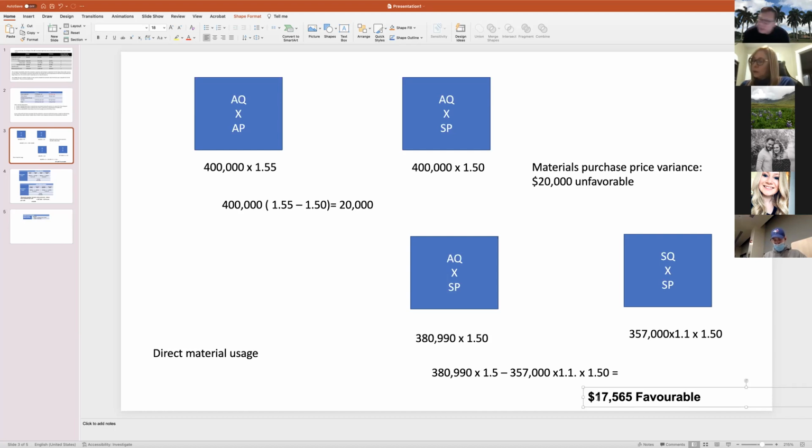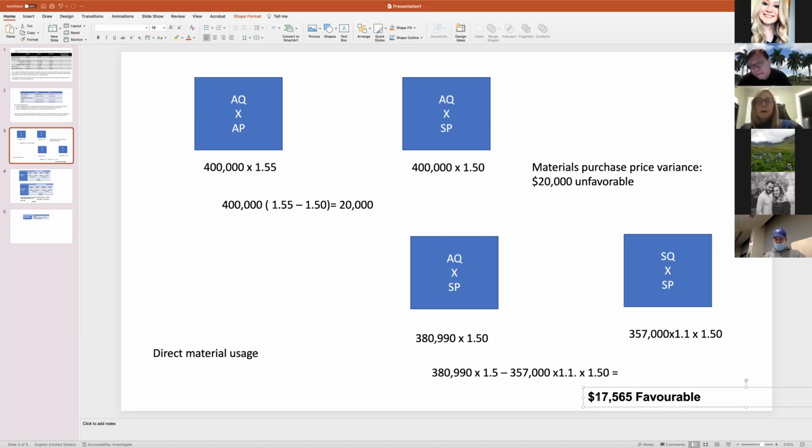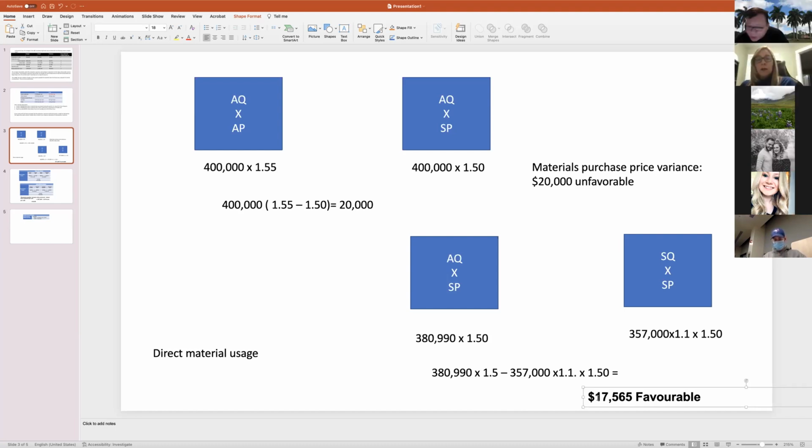Do we have a question about this? You can see the price variance for the direct materials you purchased, and then for the direct materials usage, that's the quantity variance. So what is the amount of the quantity variance for direct materials used? Okay, so we are able to calculate that.